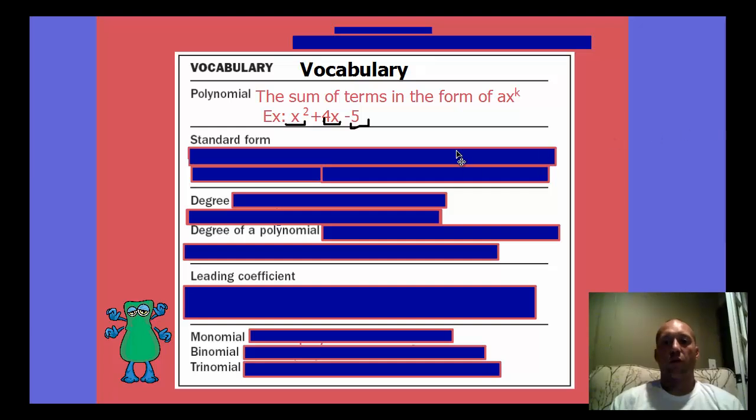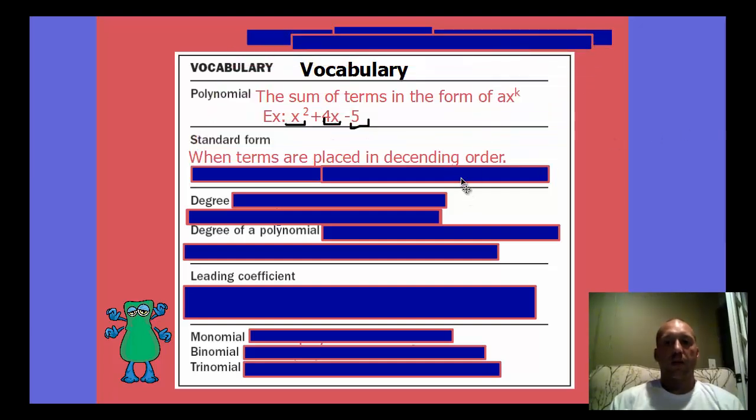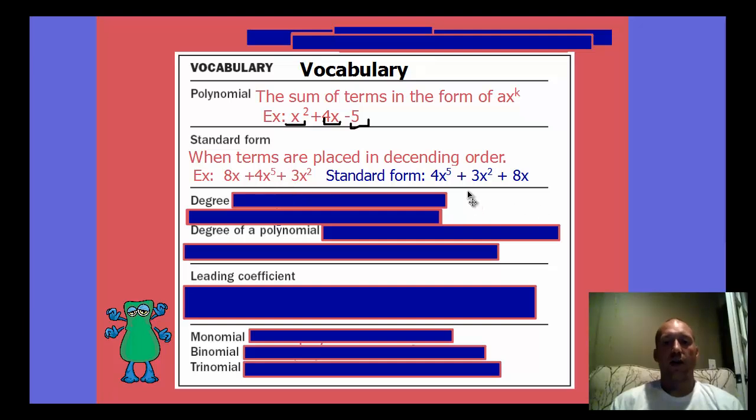Standard form for these polynomials is always put the exponents in descending order. And so you can see this problem here does not have descending order of exponents, so you want to write it in blue here. We have the x to the fifth, x squared, and x. That would be standard form.